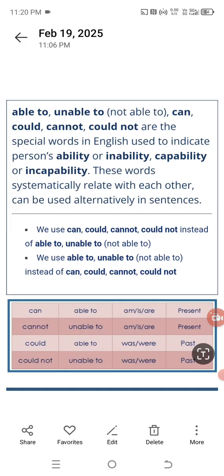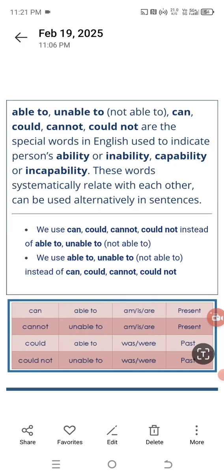So students, today we are going to understand the grammar part able to, unable to, can, could. How to use such things in the sentence we will see today. Able to, unable to, can, could, cannot, could not are special words in English used to indicate a person's ability or inability, capability or incapability.